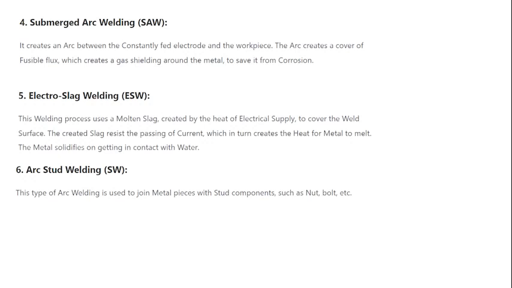Then the next three types are submerged arc welding, electroslag welding, and arc stud welding. Mostly no one knows these, but these are also arc welding types. Submerged arc welding you might have seen. It creates an arc between the electrode and the workpiece, and that arc is covered by a layer of fusible flux, which creates a gas shielding around the metal to save it from corrosion.